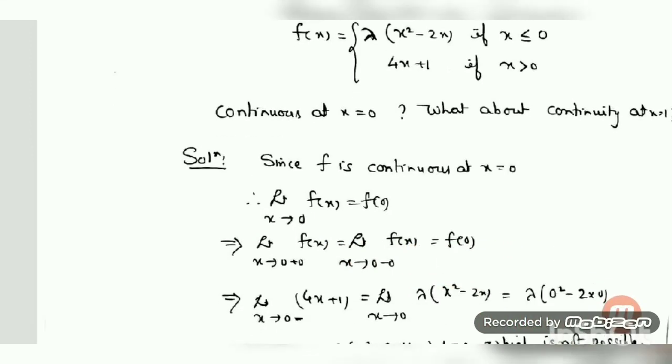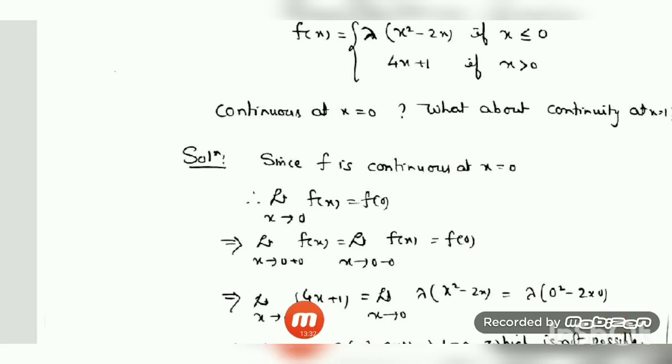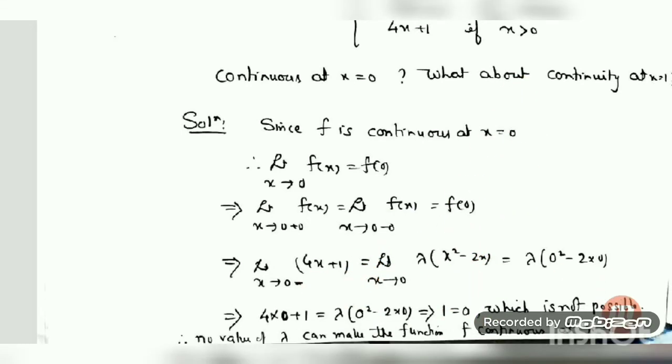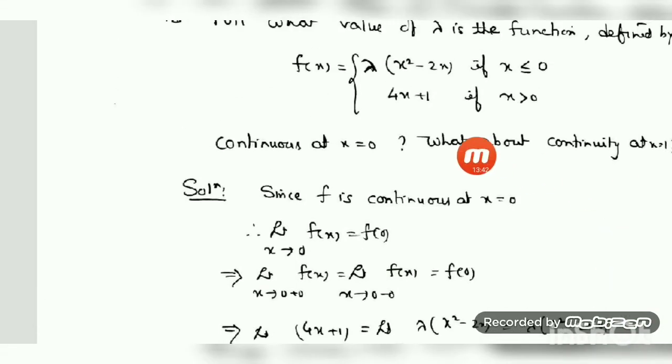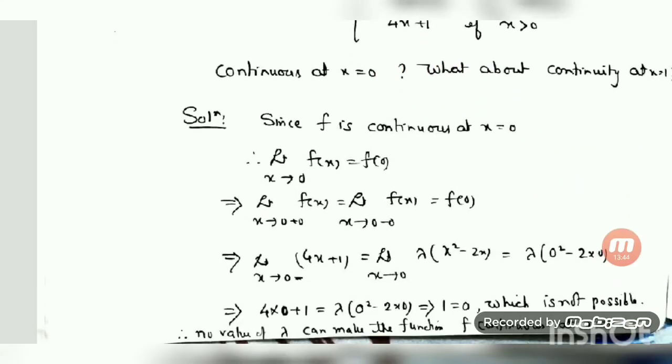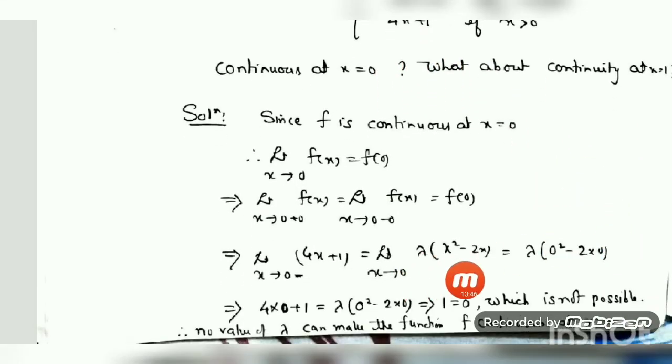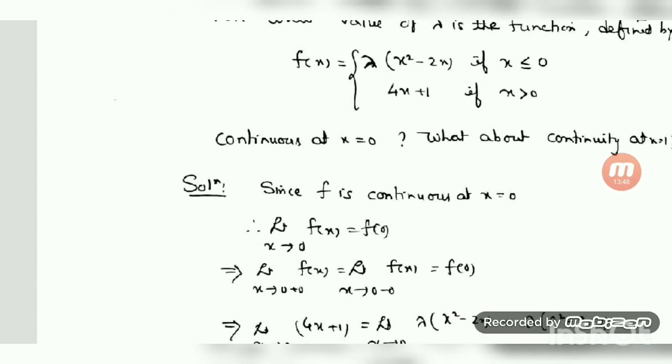Now let us substitute their values. For x tends to 0 minus, less than 0, it is defined by lambda x square minus 2x. For 0 plus, greater than 0, it is defined by 4x plus 1. And f(0) is also equal to lambda into 0 square minus 2 into 0.